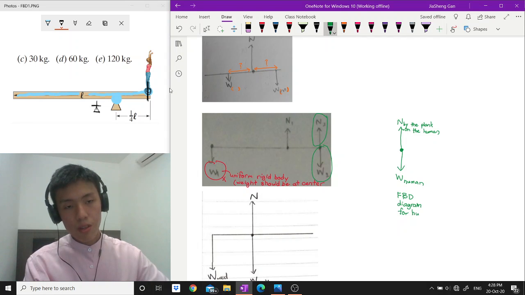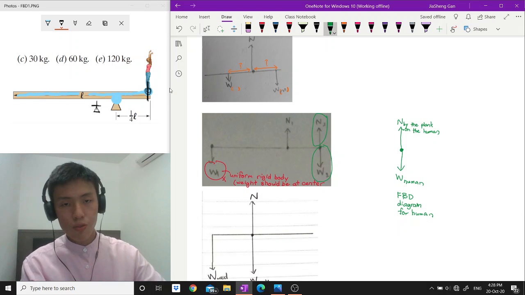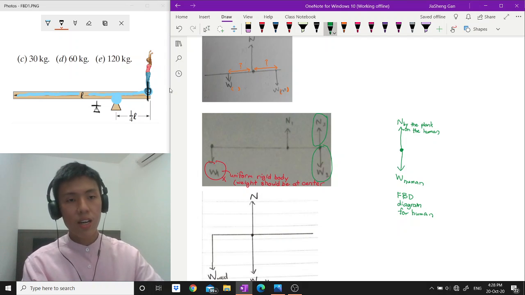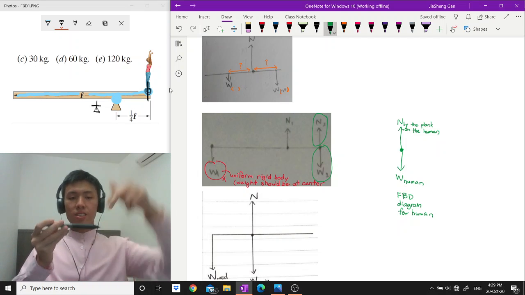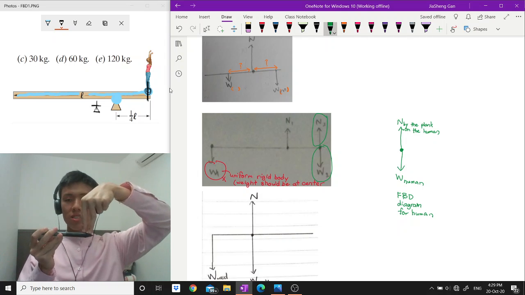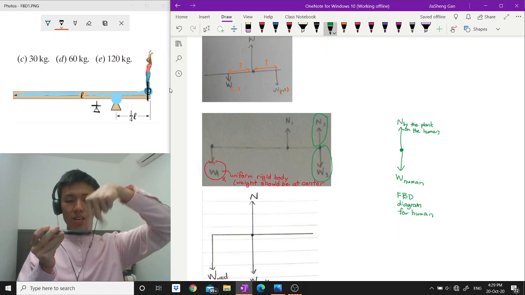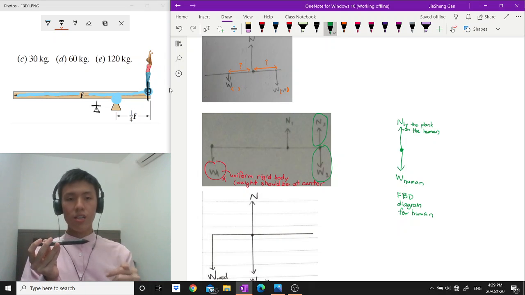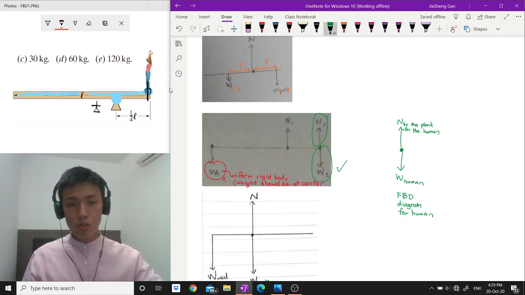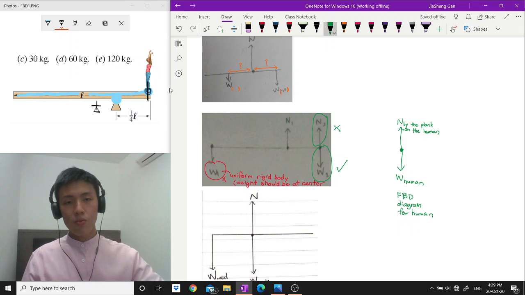But if you focus on the wooden plank, then the wooden plank only has the normal force exerted by the human on the wooden plank. If this is the plank, this is the human, the normal force exerted by the human on the plank will be downwards. And this downward normal force is equal to the weight of the human. That's why we label only one of it. We label the weight of the human, but we don't label the normal force.